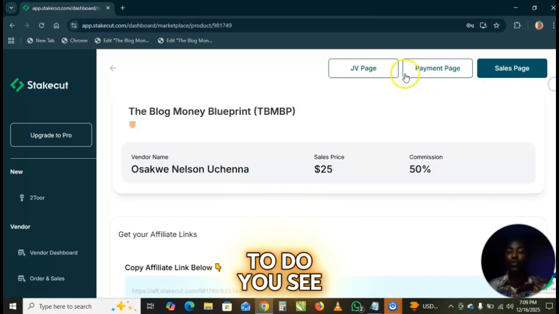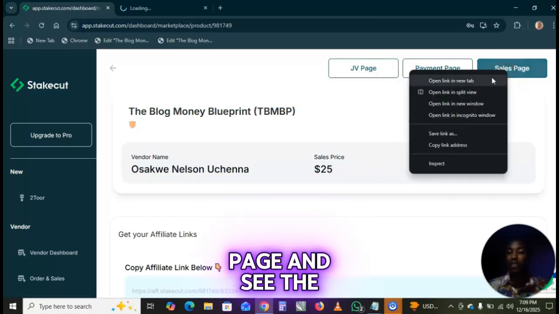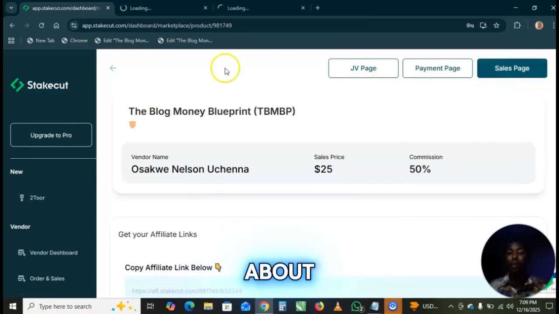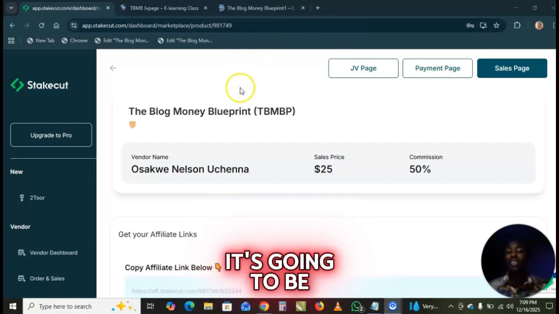So what you need to do, you see the JV Zone. Let's open the JV Zone and open the sales page and see the sales page, what I'm telling you about. Because if you are promoting a course that the sales page is not properly designed, it's going to be difficult for you to make sales.